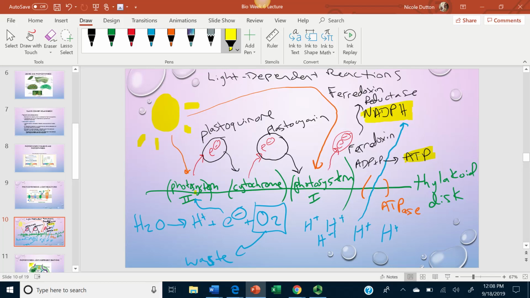So we're going to combine these electrons with some of the hydrogens that have flowed through here to create NADPH. And then these hydrogens that flow through are going to, like I said, combine with here, but they're going to cause a rotation of this ATPase, and that's going to allow you to make energy.